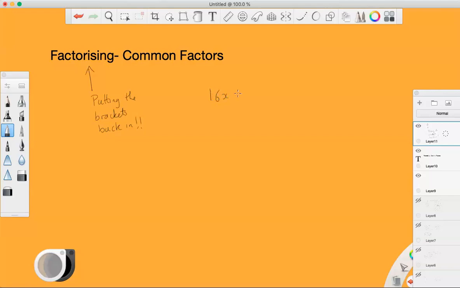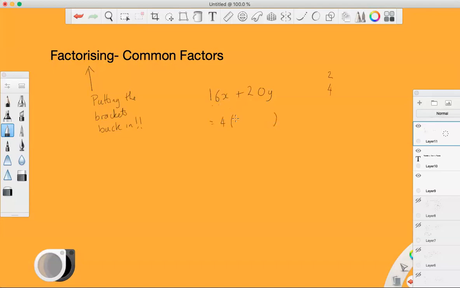We've got 16x plus 20y, and we're going to look at all the terms in the expression, and we're going to look for what factors they have in common. So let's look at this. We've got 16 and 20 here, so they have the factor of 2 in common. They also have a factor of 4 in common. And we're going to pick 4 because we're going to pick the highest common factor. So we'll take a 4 here and we're going to put brackets in.